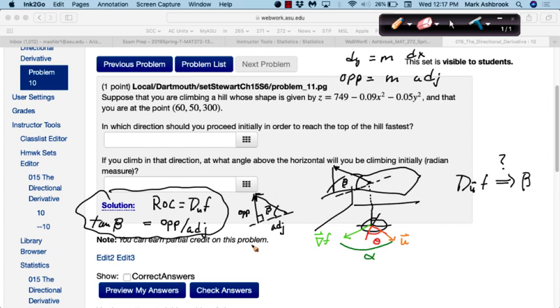Did you learn something? That's really important, okay? Just in general, for calculus, that you have a concept of derivative in terms of how much z changes for a change in horizontal. Okay, any questions on that?